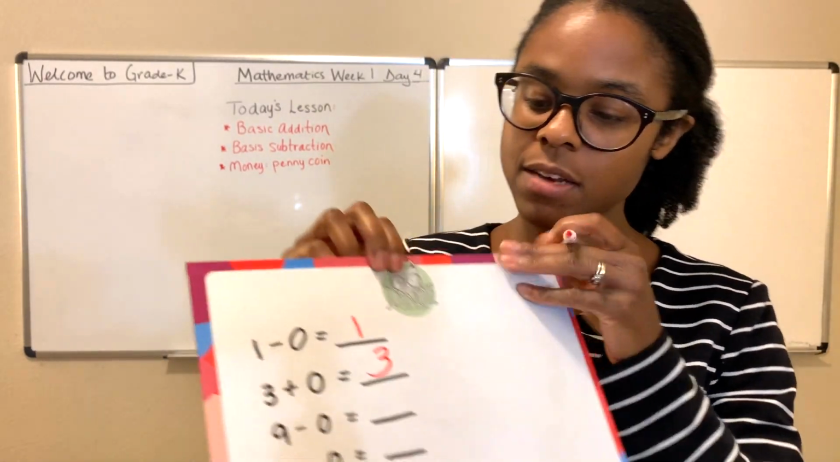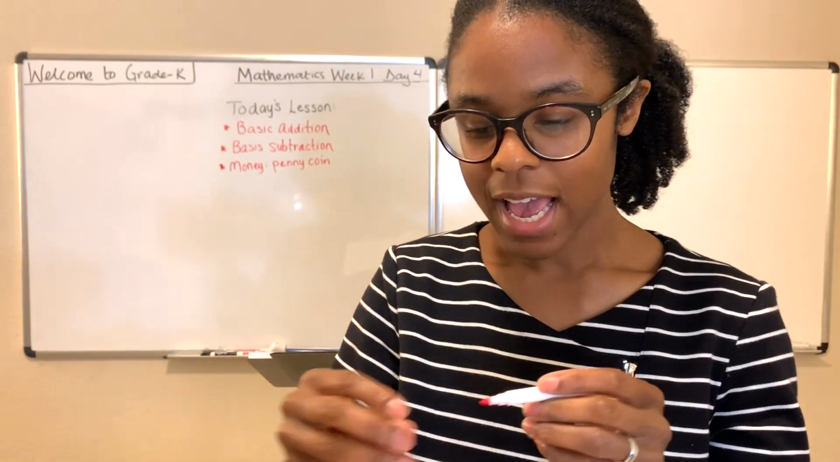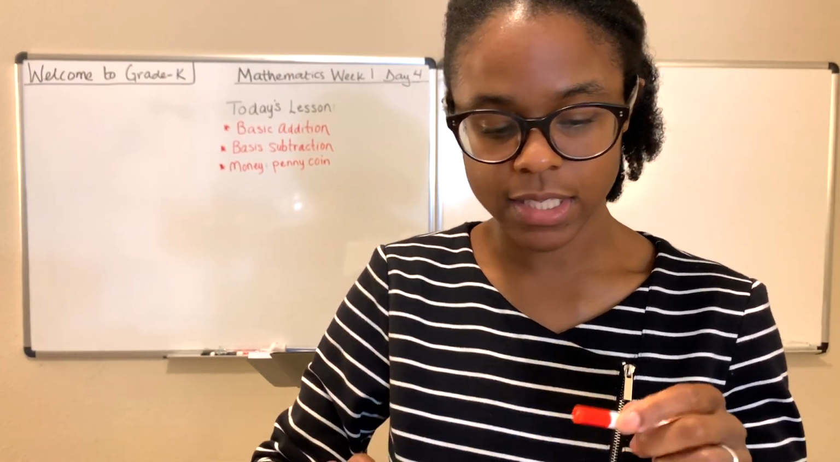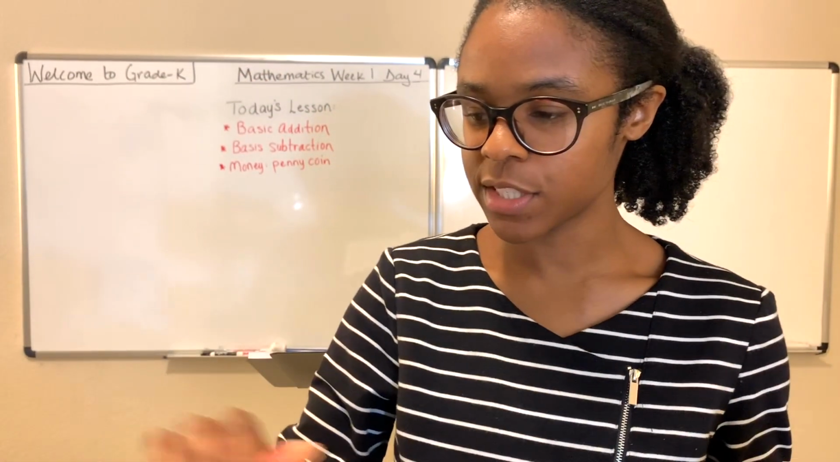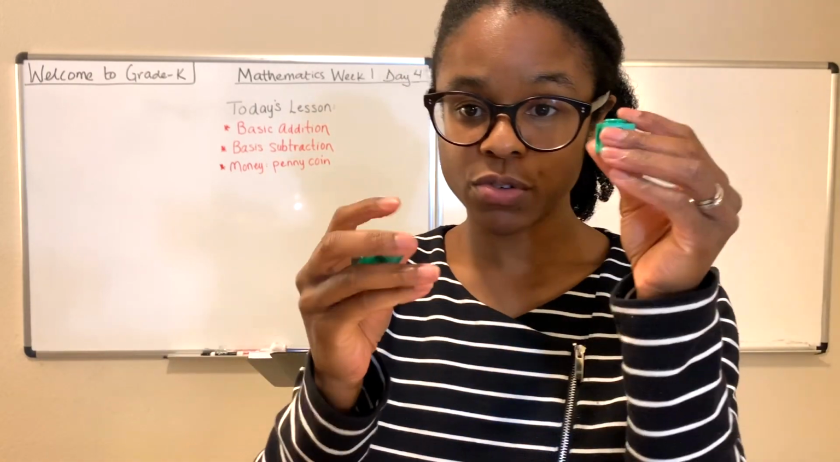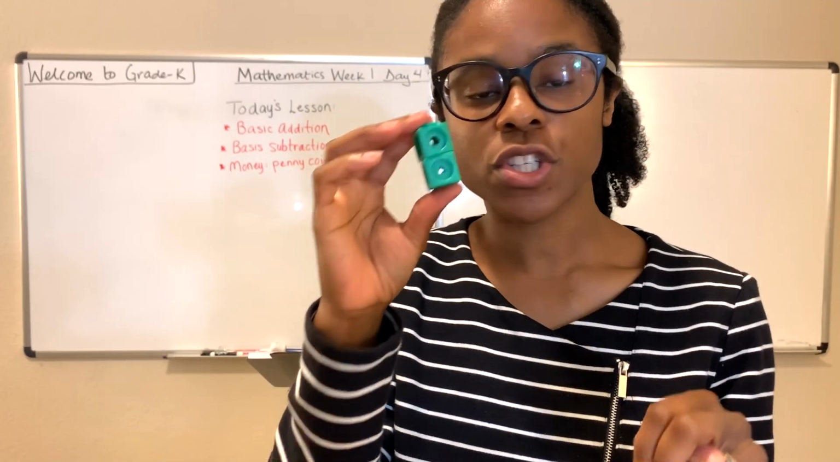So then 9 minus 0 is still 9. Okay, and the next equation says, what is 2 plus 0? 2 plus 0. Well then, I have 2 cubes. I'm going to just connect them for ease of use. We have 2. The equation said, what's 2 plus 0?